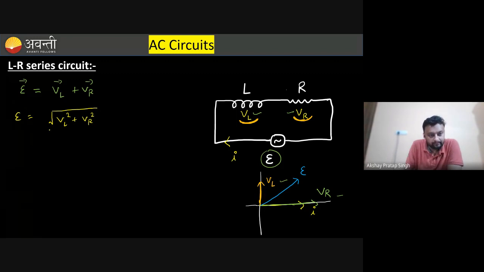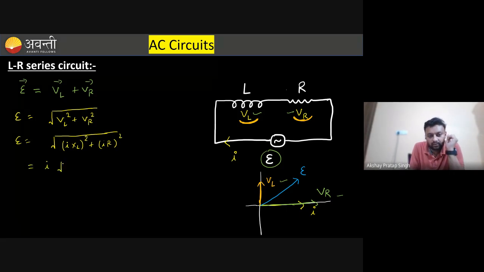Now, if you look here again, E is equal to, from Ohm's law, current is I, V is equal to IR. V is equal to I into resistance. So the resistance of the inductor is XL, that is I XL squared, plus IR squared. You can take out I square, and after the root it will be I root of XL square plus R square. This is the EMF. Let it be equation number one.